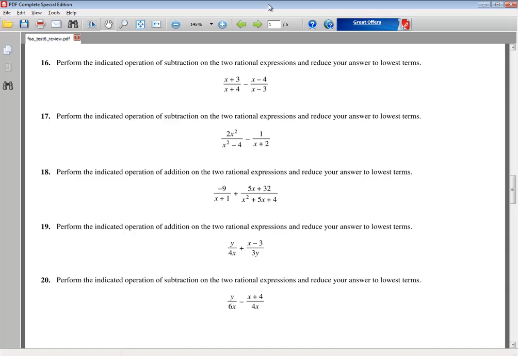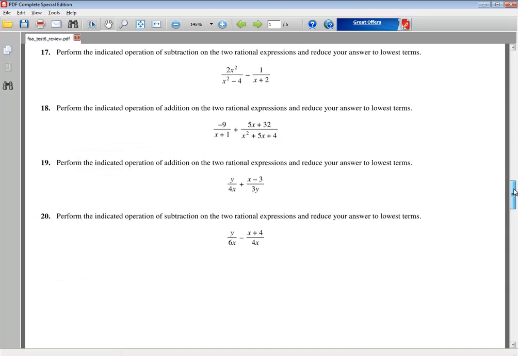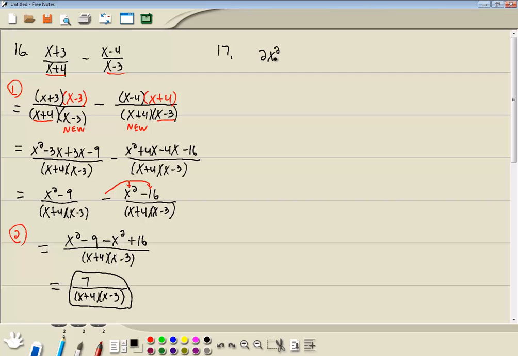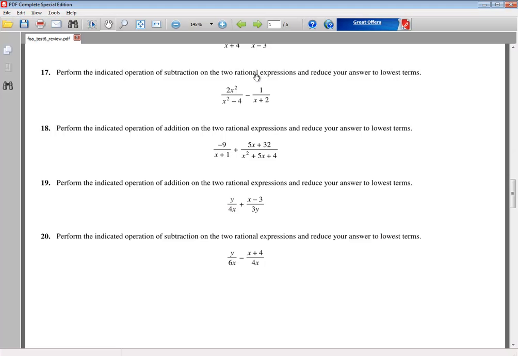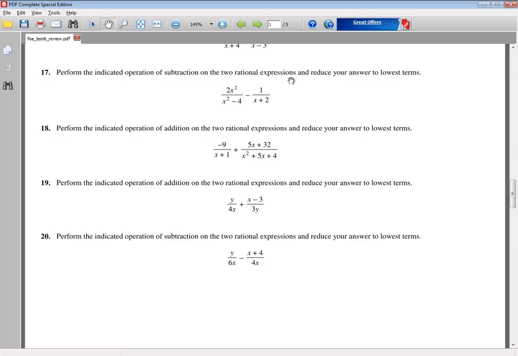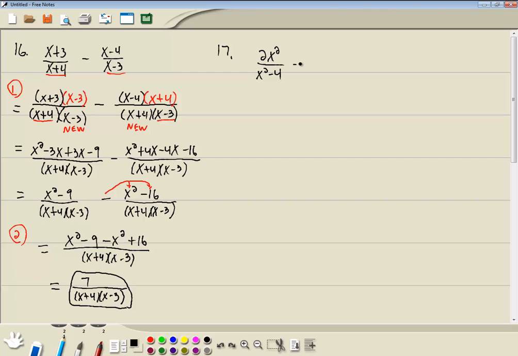Okay, let's take a look at number 17. So we got 2x squared over x squared minus 4 minus 1 over x plus 2. Well, they have different denominators, so we're adding and subtracting rational expressions again. So we're going to have to figure out what our common denominator is. And we want to factor all of our denominators.